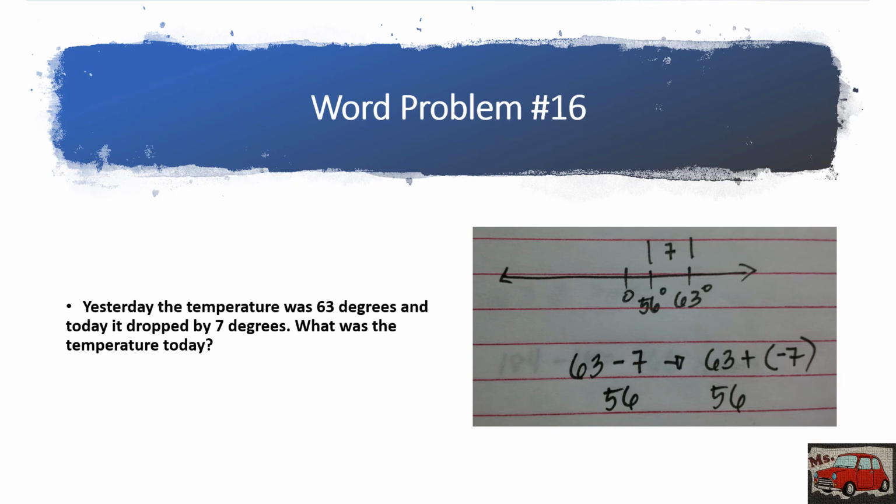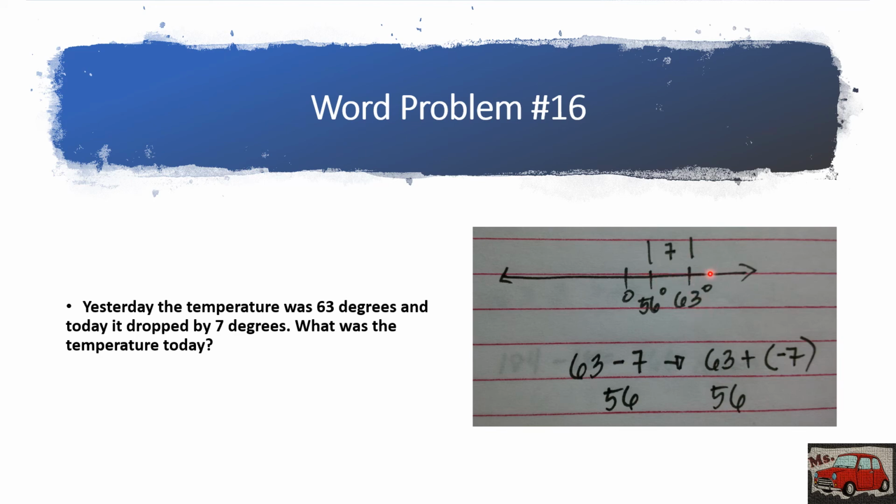Yesterday, the temperature was 63 degrees and today it dropped by 7 degrees. What was the temperature today? So, ano yung temperature today kung nag-drop daw siya by 7 degrees? Okay? So, nag-start tayo yesterday ng 63 degrees. Okay? And then nag-drop, it means bumaba.